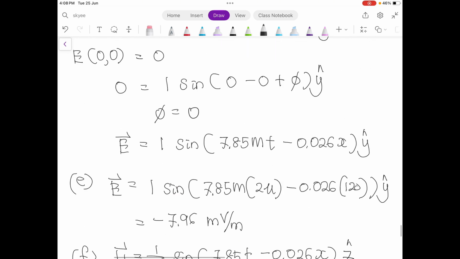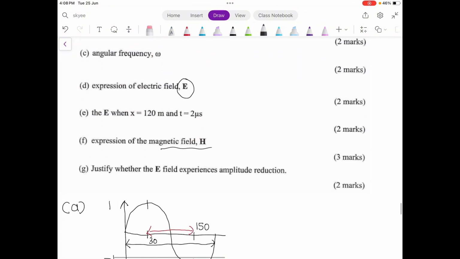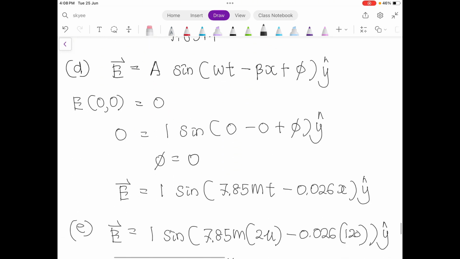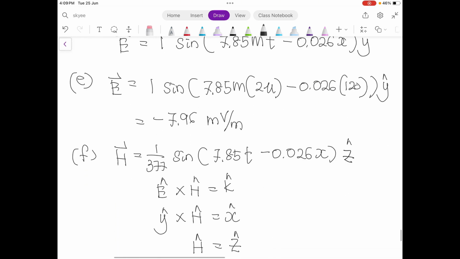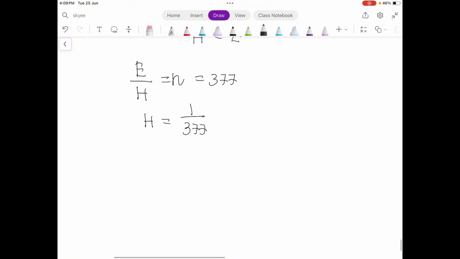Right. Next one, justify whether the electric field experiences amplitude reduction. Amplitude reduction means that when it oscillates, the amplitude gets smaller and smaller. This depends on whether you have exponent terms in your magnitude. In this case, in our E, we don't have exponent terms, because it is free space. In free space, we don't have the attenuation constant.